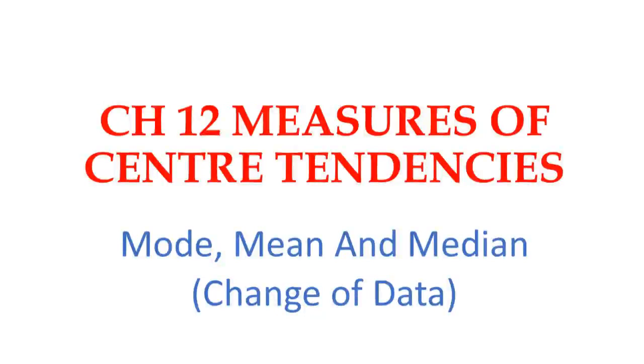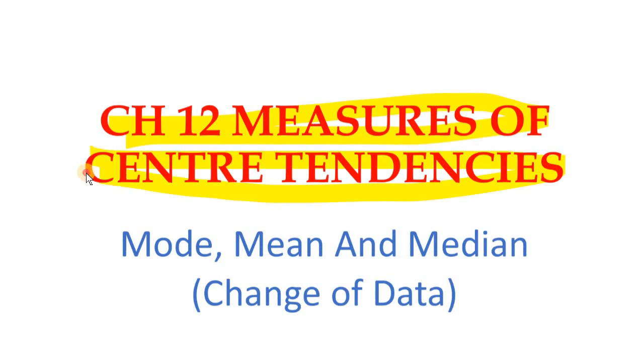Okay, so now we will continue in chapter 12. Chapter 12, measures of central tendency. Now you're going to see what will change in the mean, mode, and median if I make some change to the set of data. So when I do something to the set of data, what happens to the mean, mode, and median?